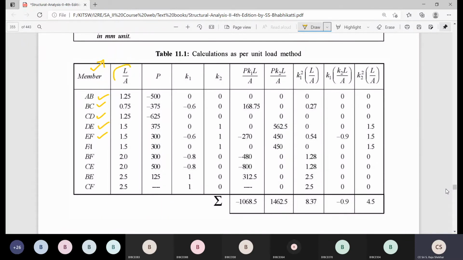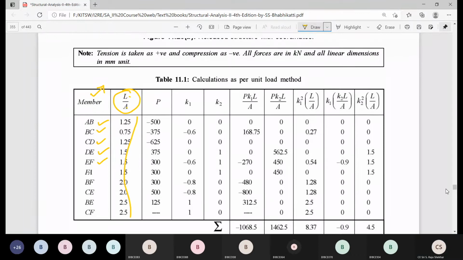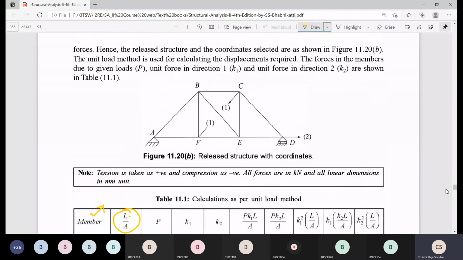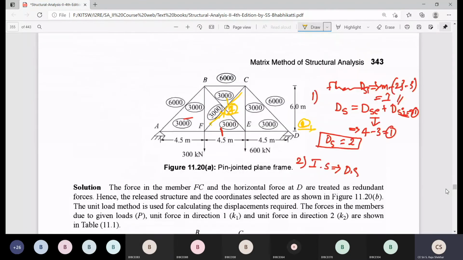After that we need to calculate L by A. What is L by A? Length by cross sectional area. So the length of the member by the cross section area we need to calculate. After that we need to calculate the forces acting in these members by using method of joints or method of sections. So first take summation of sigma Fx is equal to 0 at joint A.